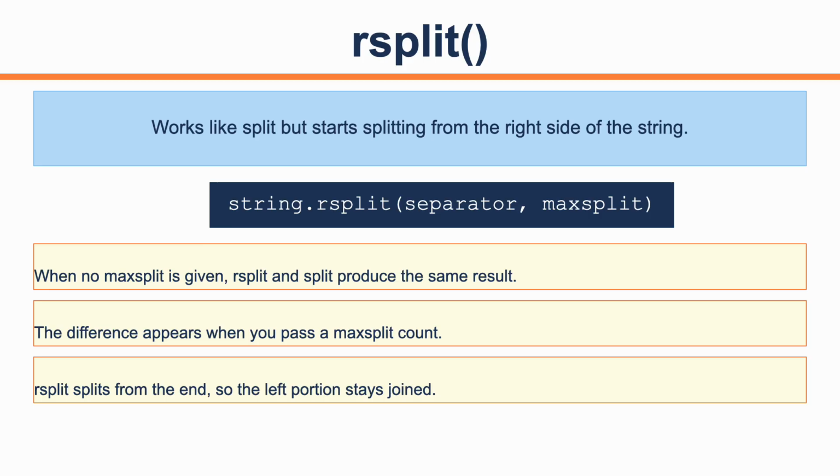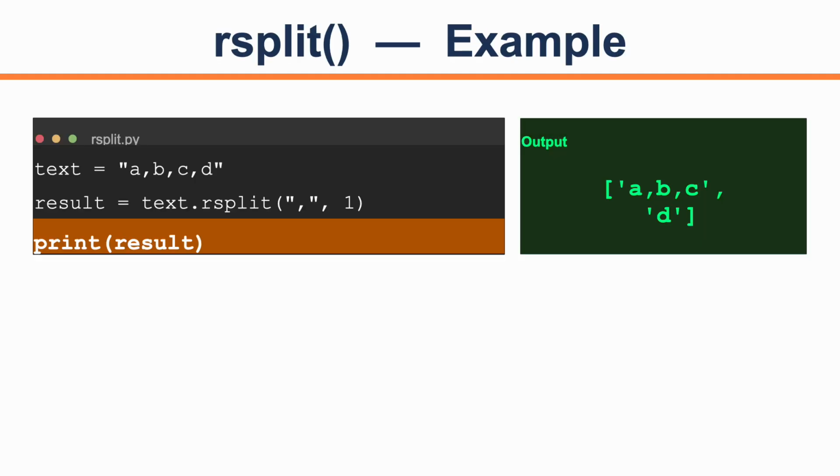The rsplit method works like split but starts from the right side of the string. This matters when you pass a maximum split count. Here we store the string a,b,c,d in a variable called text. Calling rsplit with a comma separator and a maximum split count of 1 returns 2 parts. The split happens at the last comma, keeping the beginning joined together.